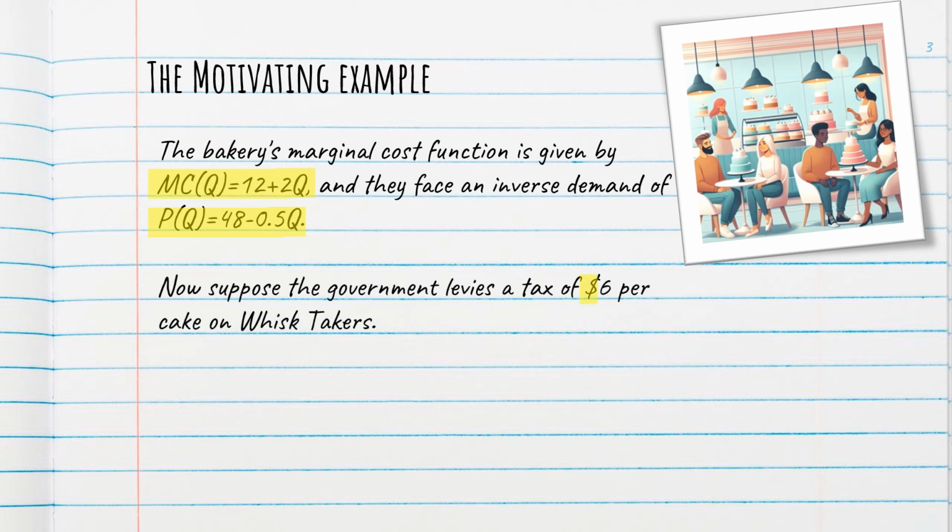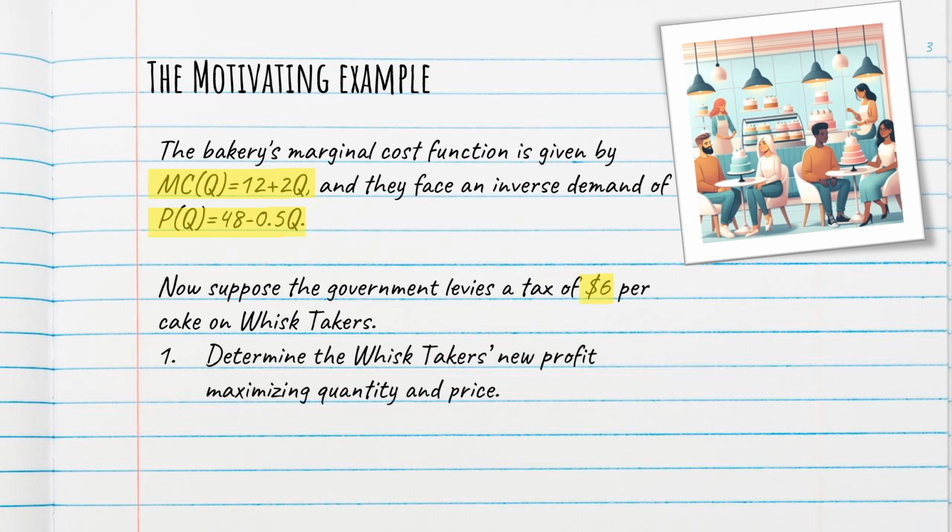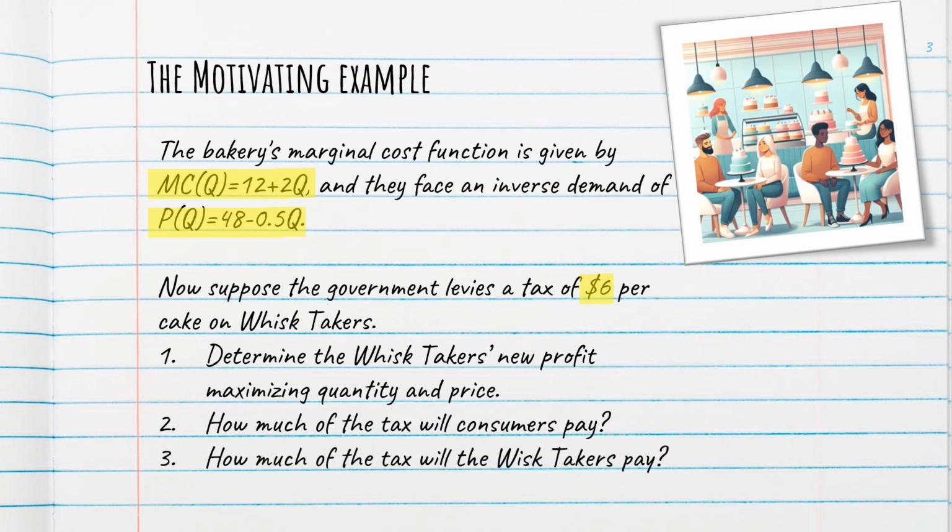Now let's imagine that the government levies a tax of $6 per cake on Whisk Takers. From here, we're going to do three things. We're going to determine their new profit maximizing quantity and price. We're going to figure out how much of the tax consumers pay, and then how much of the tax Whisk Takers, the producer, has to pay.